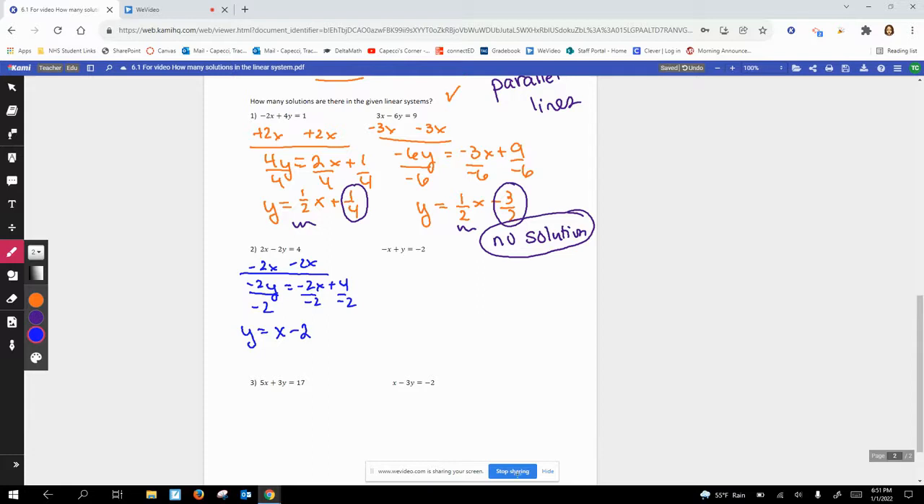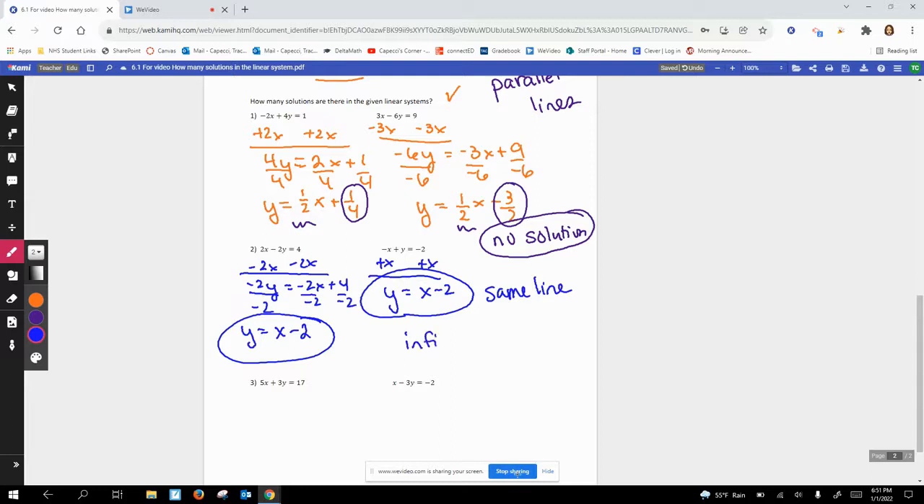We'll do the same thing with the other equation. I add x to both sides. And I have y is equal to x minus 2. Now, if I look at those two equations, I notice they are exactly the same. So again, that means they're the same line. If I were to graph them, they would be right on top of each other, right? The slope's the same, the y-intercept's the same. So in this case, there's an infinite number of solutions, because they are going to touch an infinite number of times because they're the same exact line.